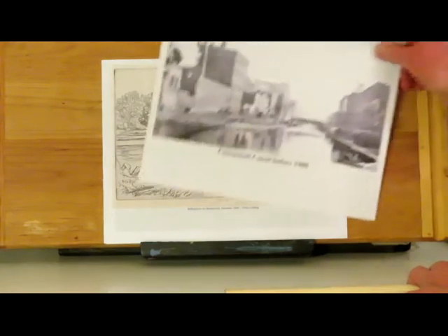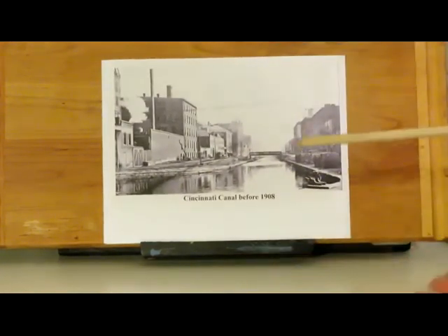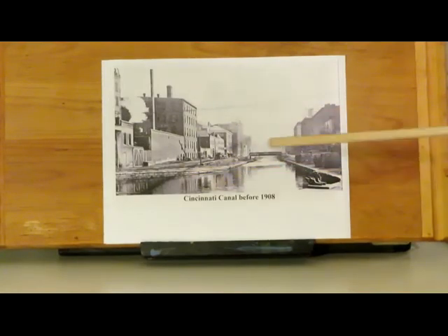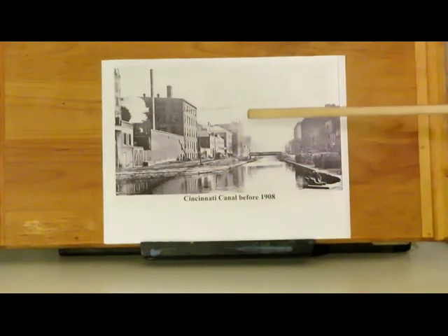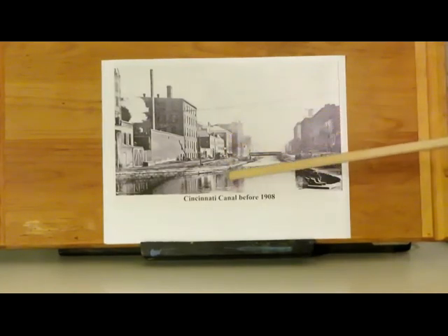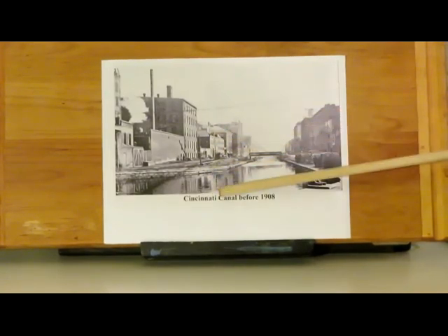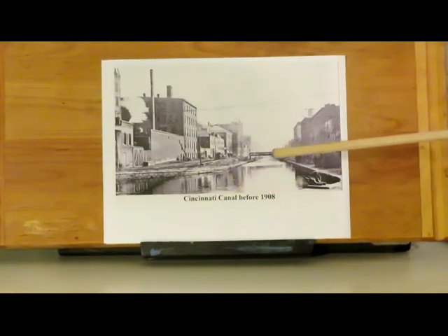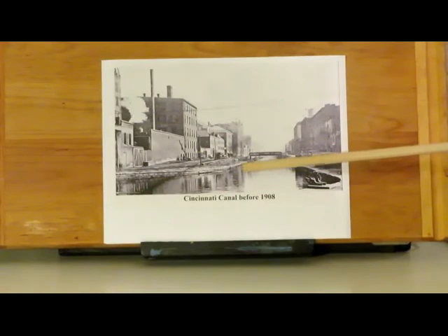Here's an example of a city with the buildings in reflection, and you see how with the river going through the city in Cincinnati, the straight up and down lines are also straight up and down in the reflection. The bridge over here is reflected here, and these buildings are reflected here.